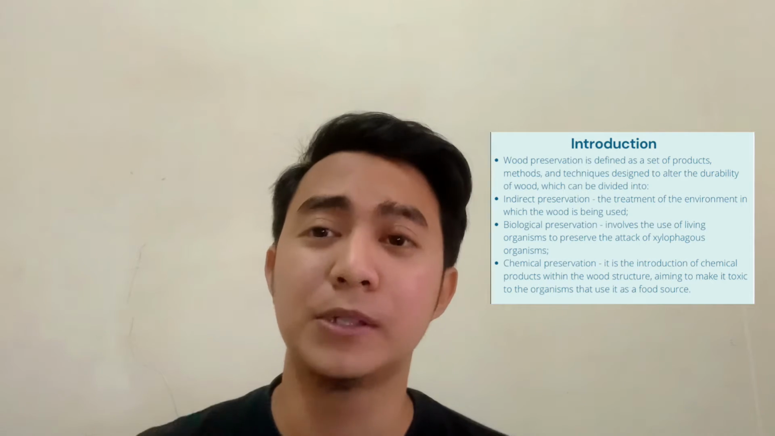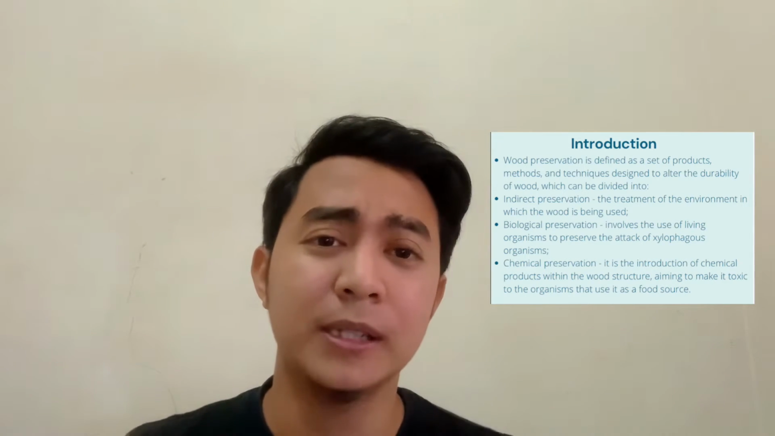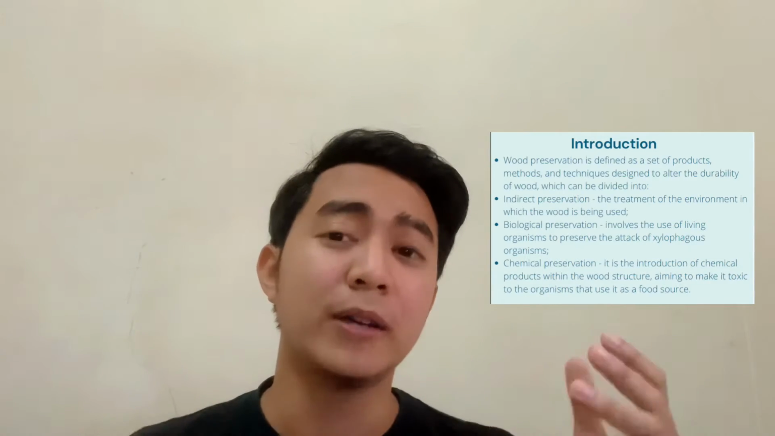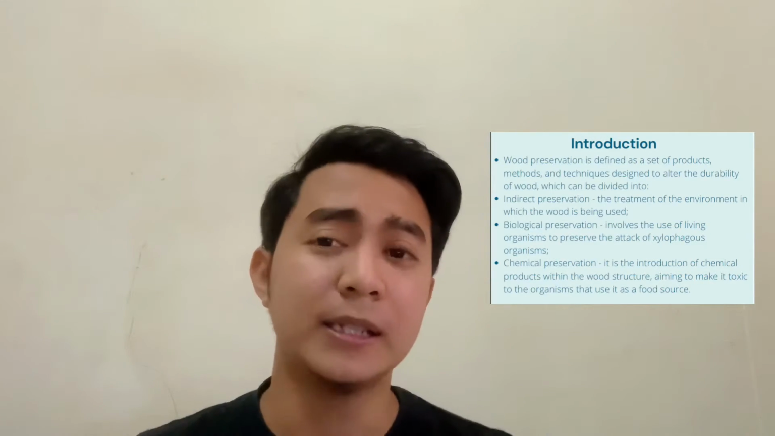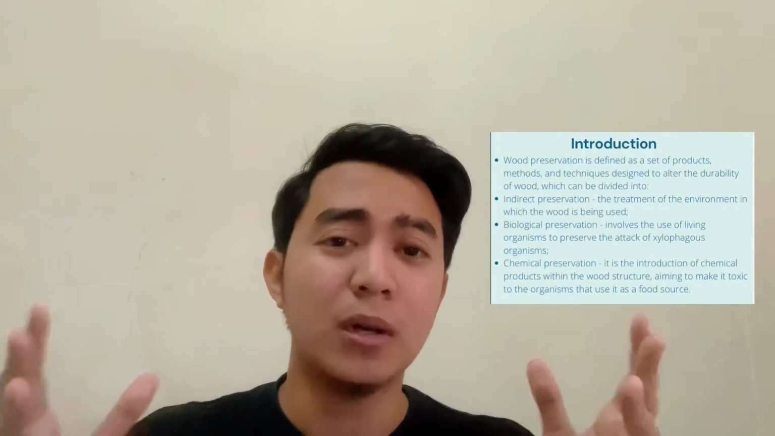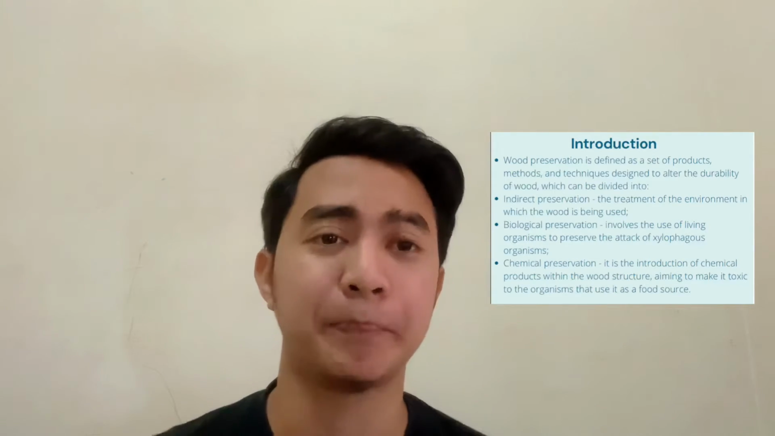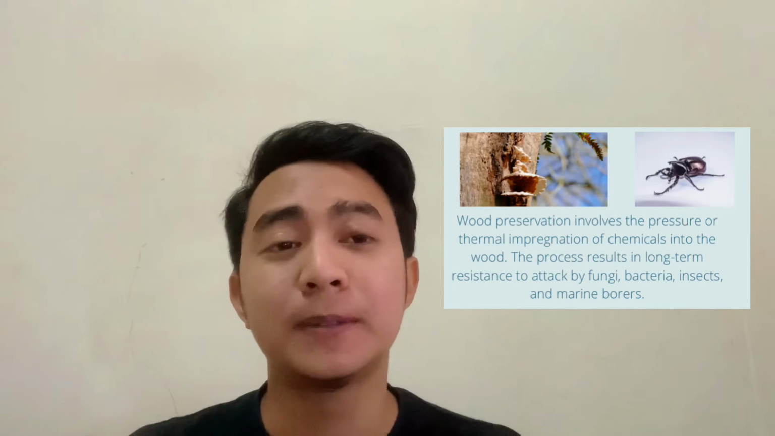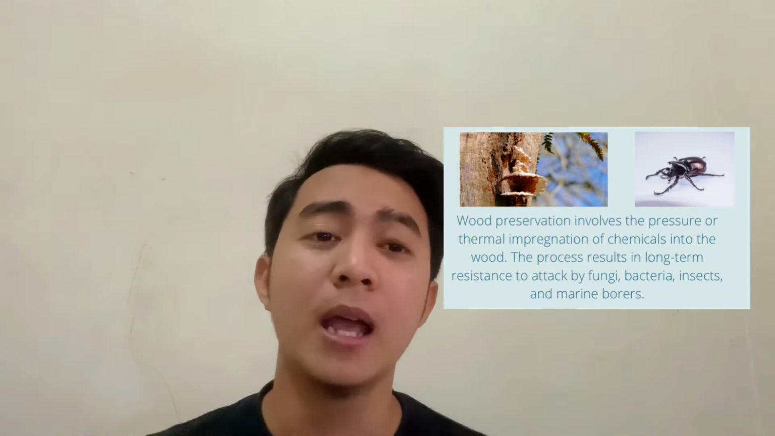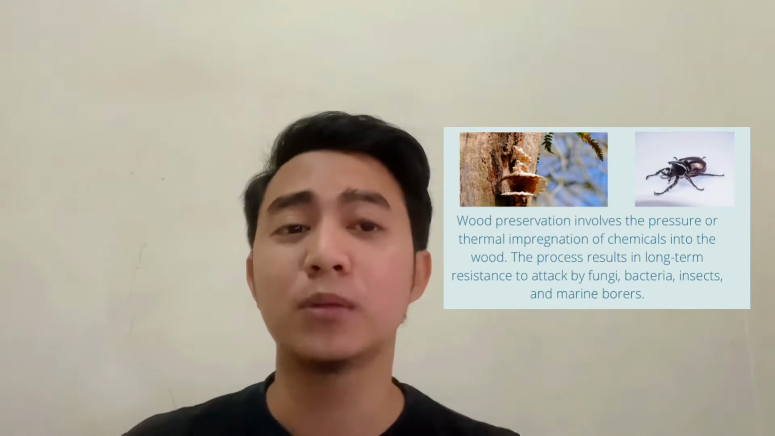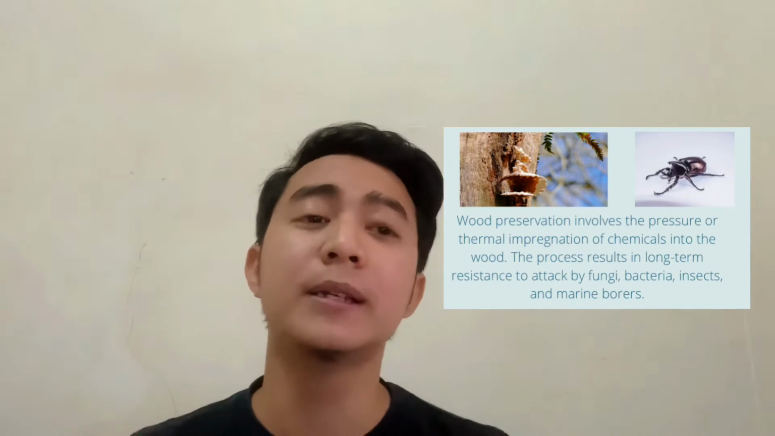Third is chemical preservation. Chemical preservation is the introduction of chemical products within or into the wood structure. It aims to make it toxic to the organisms that use the wood as a food source. Wood preservation involves the pressure or thermal impregnation of chemicals into the wood. The process results in long-term resistance to attack by fungi, bacteria, insects, and marine borers.